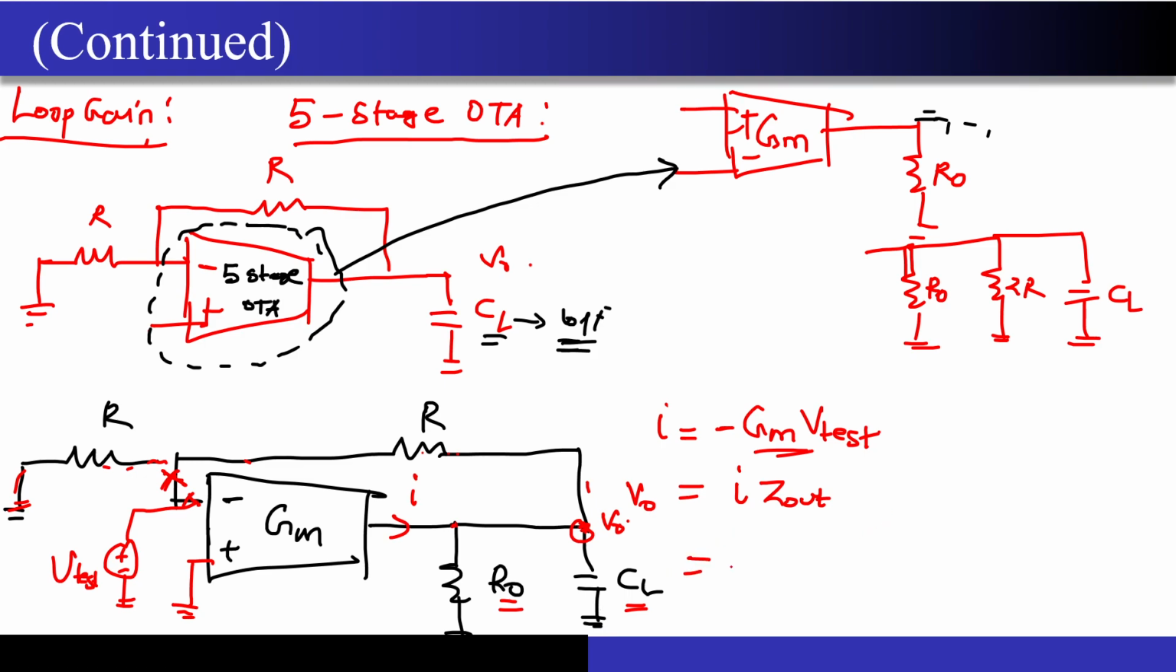So basically I is equal to minus Gm times V test, and Z out I will write in terms of transconductance. It will become very much easier for me to write it, correct? So R0 I am representing as G0, 2R will be represented as 1 by 2R, plus CL will be represented as SCL, correct? So this is the V0 that I got.